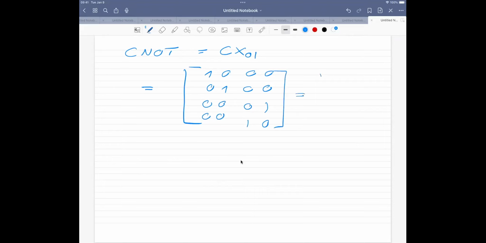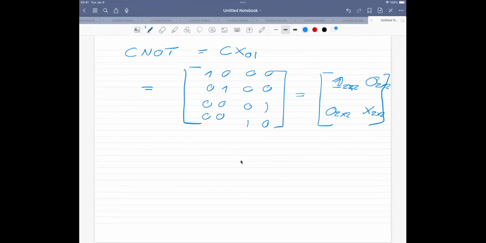So you would often write it in a more compact way like this. You have the identity matrix, 2 by 2, a 0, 2 by 2, and then you have a Pauli X, which is a 2 by 2 matrix. So what is this gate doing for us?